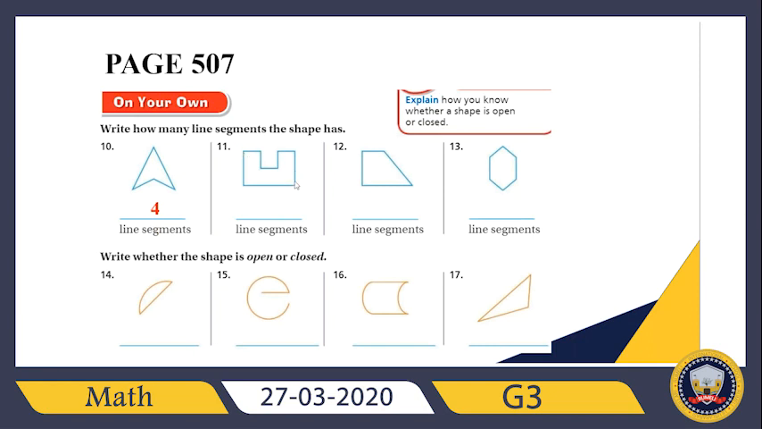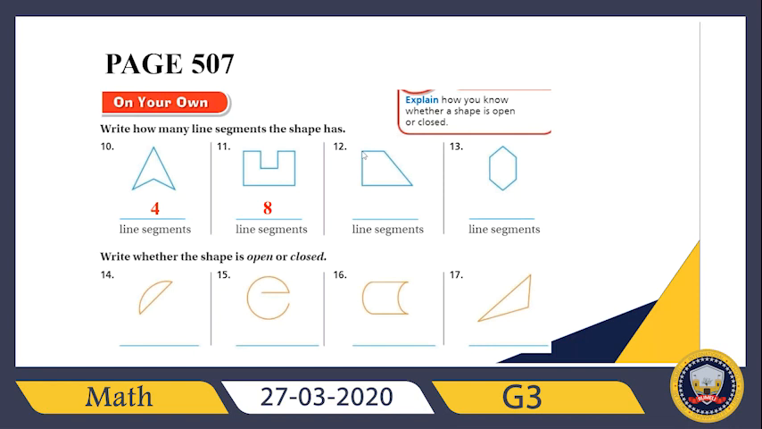All of them represent a line segment. So I need to count from here. Let's count it. 1, 2, 3, 4, 5, 6, 7, 8. How many line segments did I find? 8. Good. What about question 12?